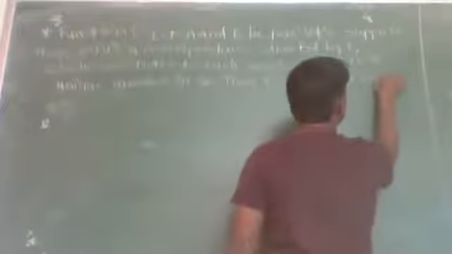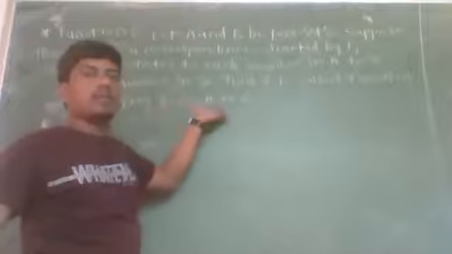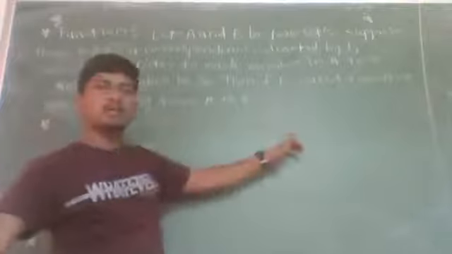Then f is called a function or a mapping from A to B. If A and B are any two sets, and suppose there exists a correspondence denoted by f, which associates to each member in A a unique member in B, then f is called a function or a mapping from set A to set B. That is, each element in A has a unique image in set B.